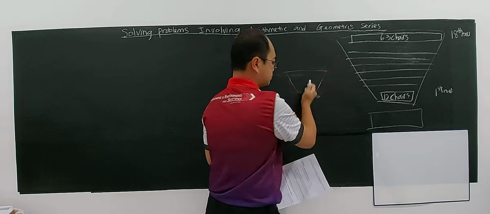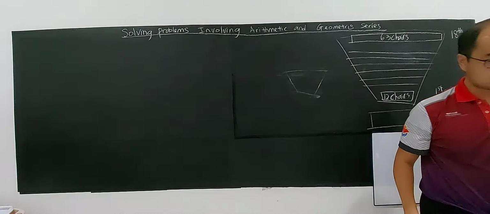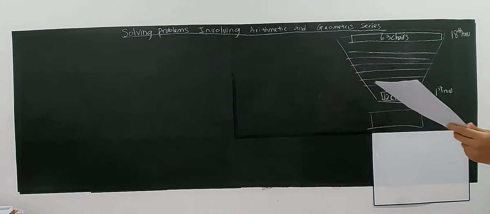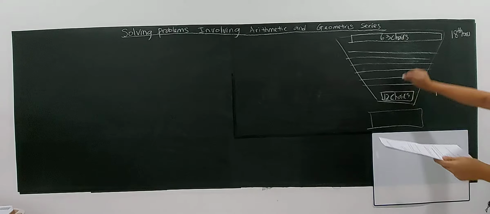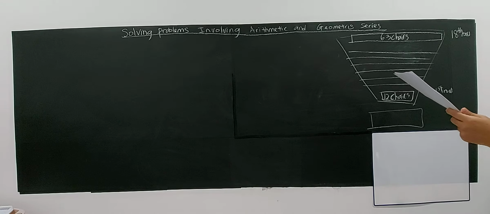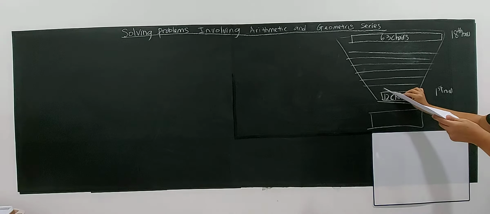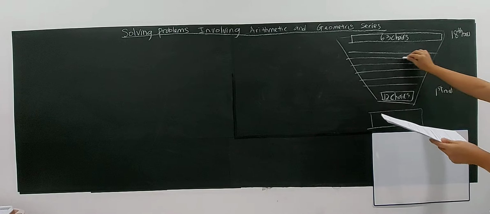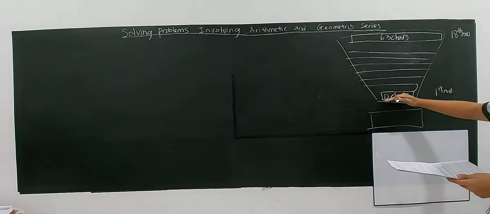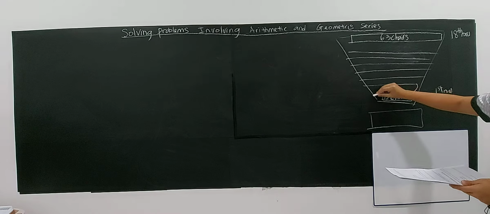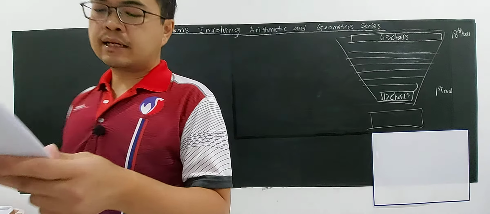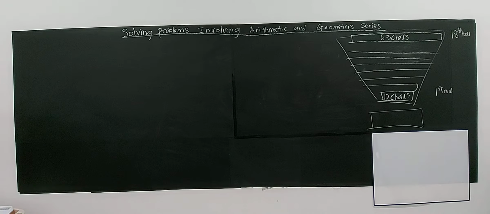So this is a theater, and the design is such that the first row is 12, the last row is 63, and in total you have 18 rows. The number of chairs in successive rows are in arithmetic progression, meaning they increase. You are adding, the chairs here are more than the chairs here by a constant. They have a common difference. So the question is asking us to find the number of chairs in the theater, right?